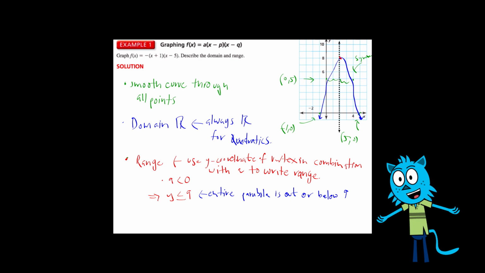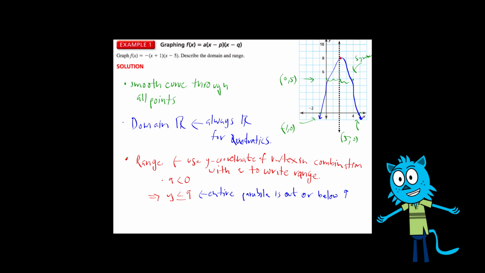Yep. Now let's talk about the domain and the range. The domain for all these quadratics hasn't changed. It's still the same. The domain is all real numbers. Okay? The range, that's the one that changes from quadratic to quadratic. We do want to use the y-coordinate of the vertex. In this case, the y-coordinate of the vertex, we found it to be 9.